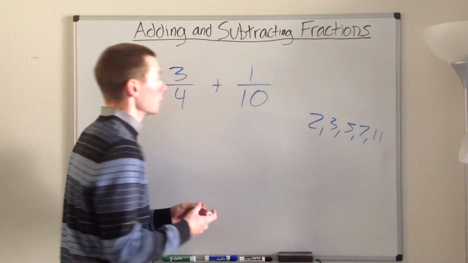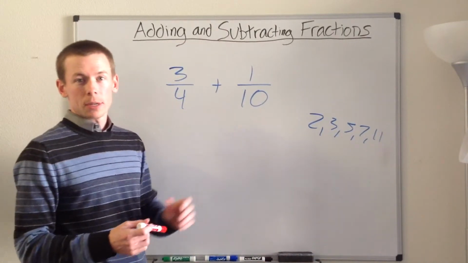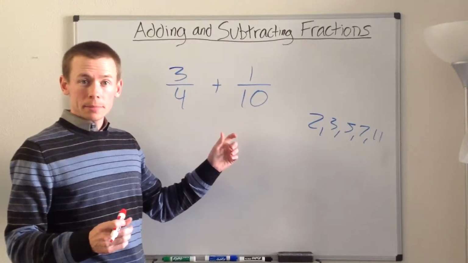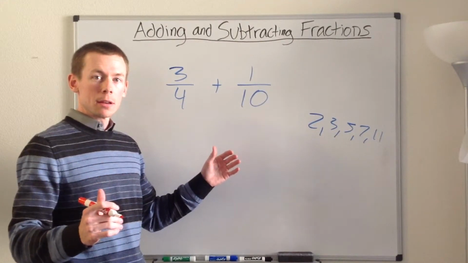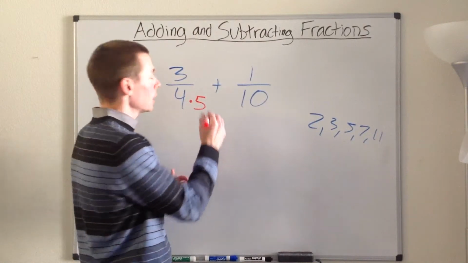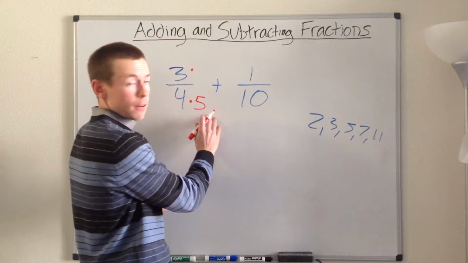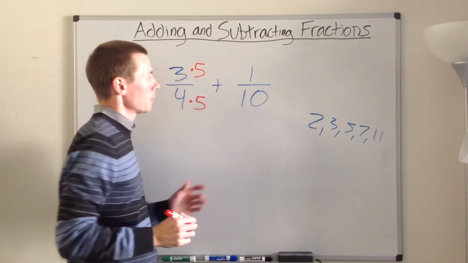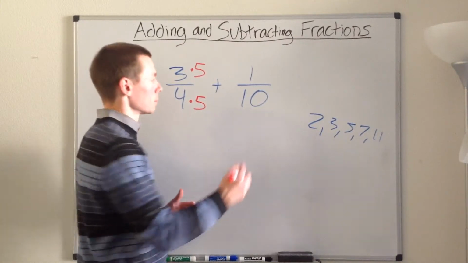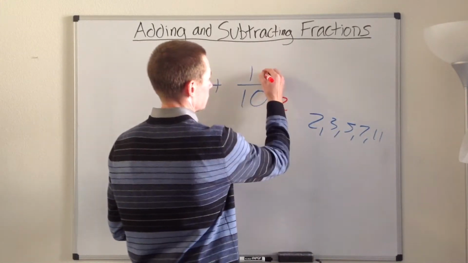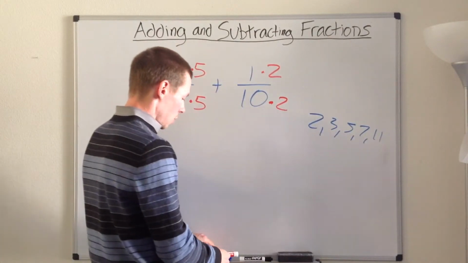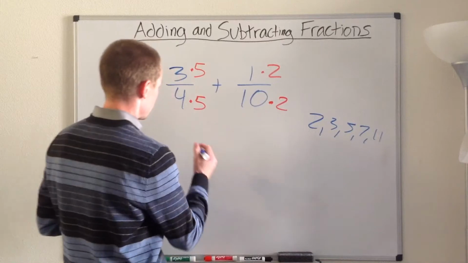So that means we have to adjust both of these to 20ths. So we got to look for the number that we multiply 4 by to get 20. What is that number? 5. And then to keep it equivalent, if we multiply this by 5, we have to multiply this by 5 as well. What number multiplies by 10 to get up to 20? 2. And then do the same thing to the numerator.